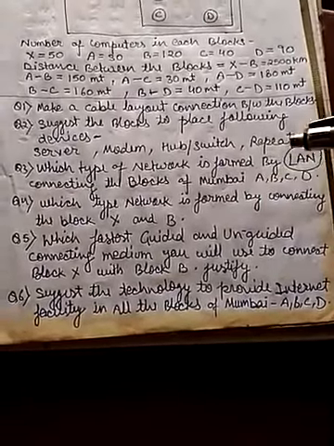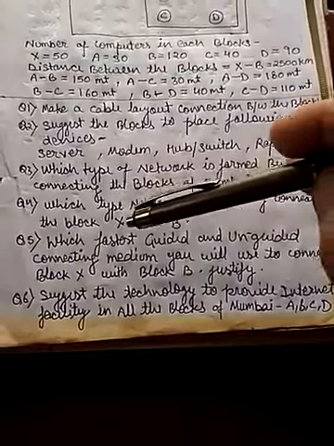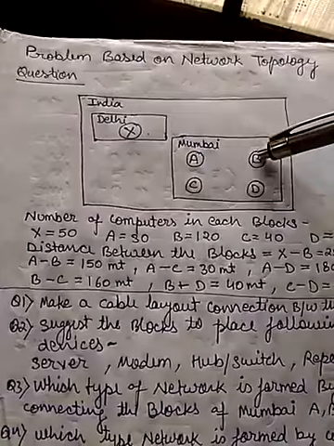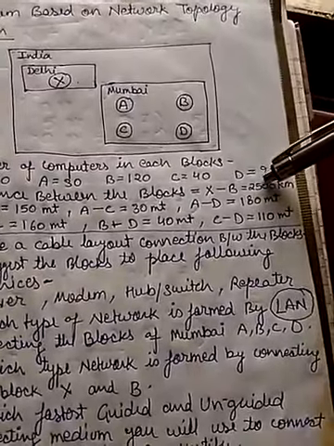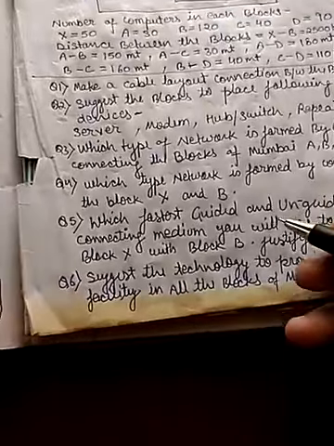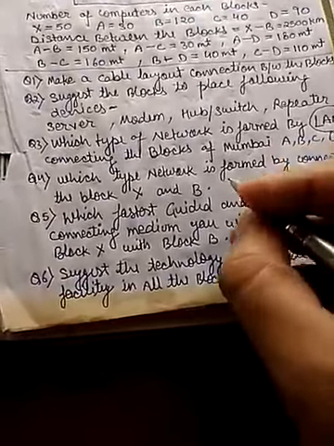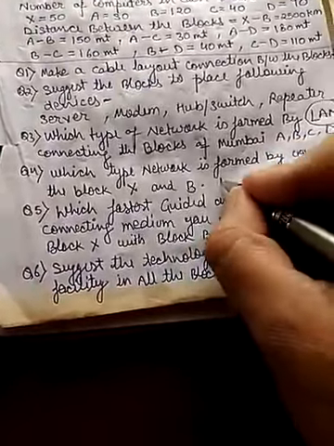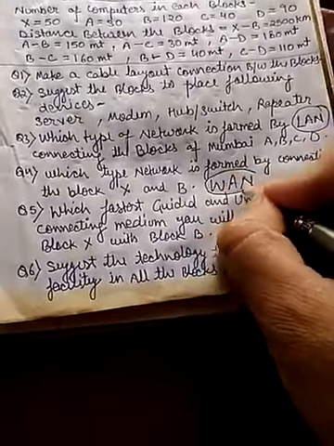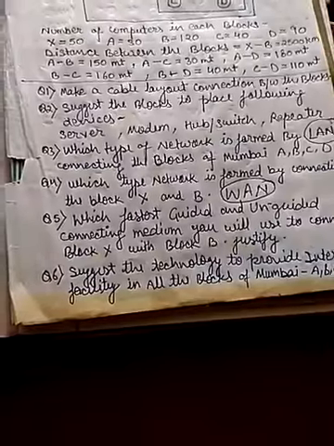Which type of network is formed by connecting block X and B? So X is in Delhi and B is in Mumbai, and the distance is 2500 kilometer. So the network formed by connecting block X and block B is a WAN, that is, wide area network.